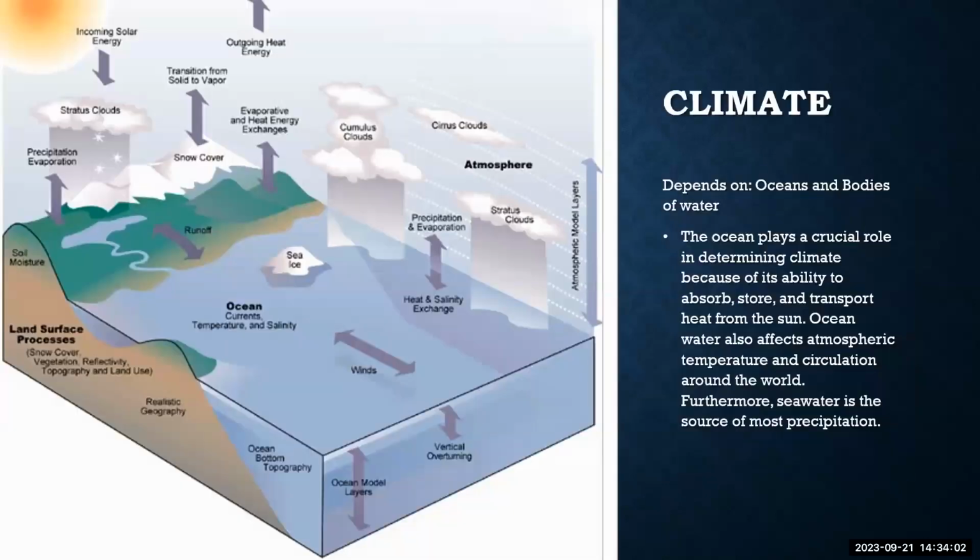And overall, climate depends on oceans and bodies of water. I think that is one of the largest components. Since the ocean occupies almost three-fourths of our planet, it plays a crucial role in determining climate because of its ability to absorb, store, and transport heat from the sun. Ocean water also affects atmospheric temperature and circulation around the world. Furthermore, seawater is the source of most precipitation. So that's what is built into our system.